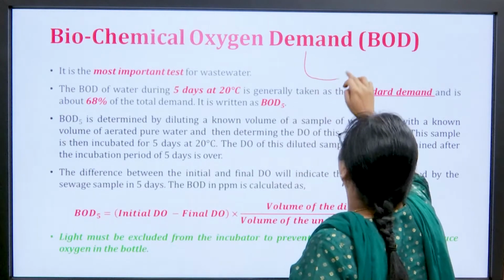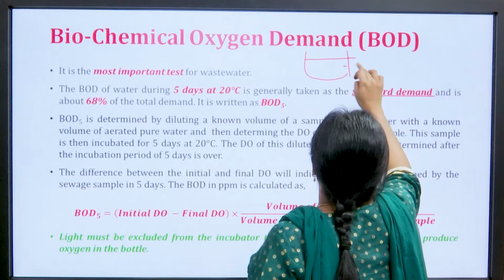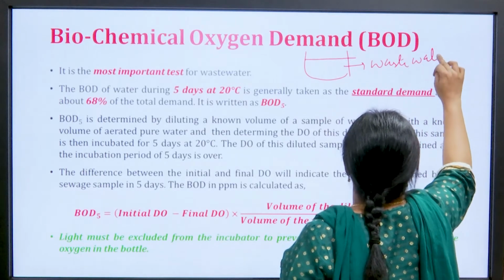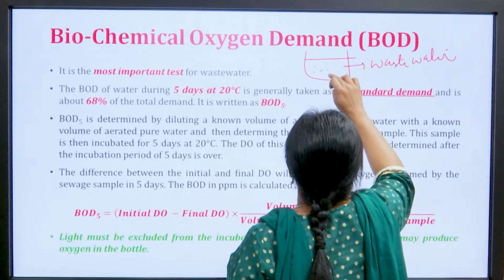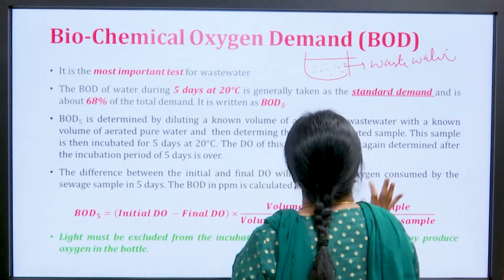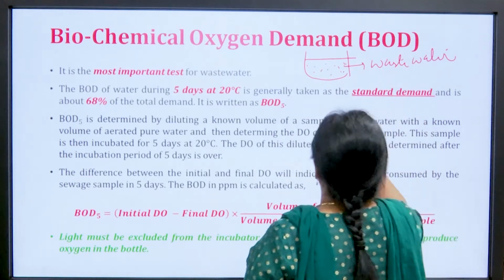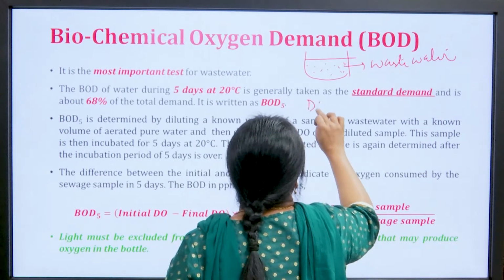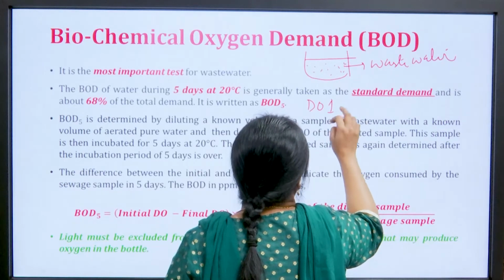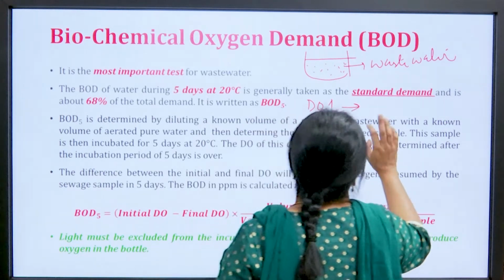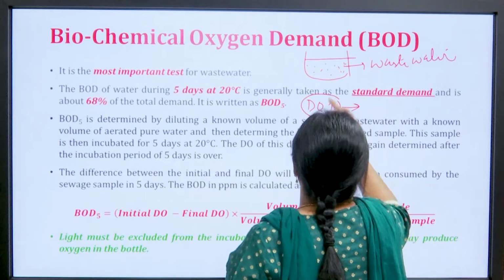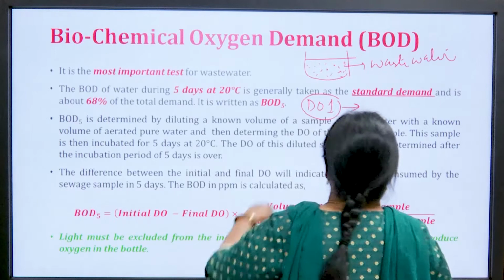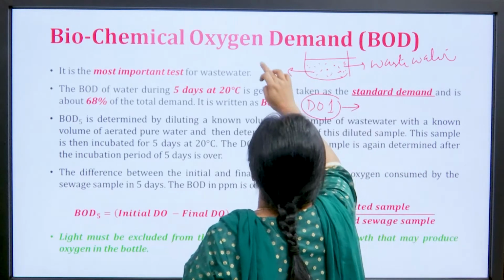So, for example, we have a wastewater here. Imagine this is a wastewater. This wastewater is going to have organic matter, and it is also going to have a DO. At the initial day, day 0, I am going to determine the DO, let us call it DO 1. Say this is this value DO 1. So now this has some amount of DO, and it is going to have this organic matter.